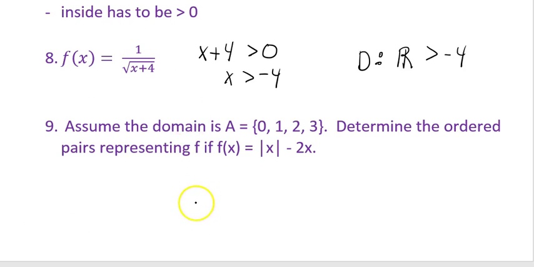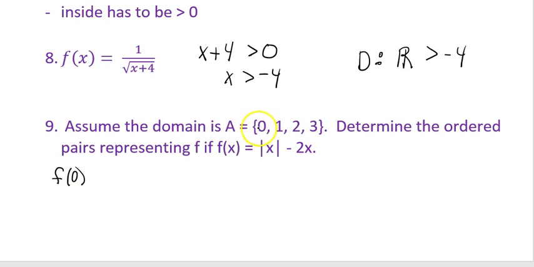Okay, I'm throwing number 9 in since we're talking about domain. This is a little bit different than all the other problems, and this is actually very simple. This is when you are given a specific domain. Here we're given just the numbers 0, 1, 2, and 3, and we're given a function, and they want us to come up with the ordered pairs represented in this function using just this domain. And so it's very simple. All you have to do is plug in. So plug in each one.